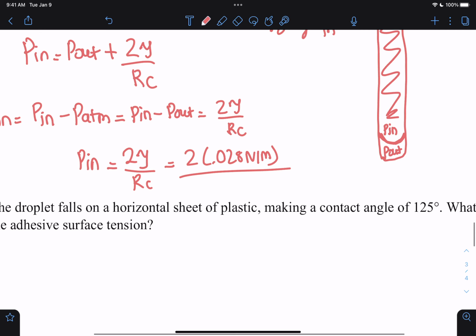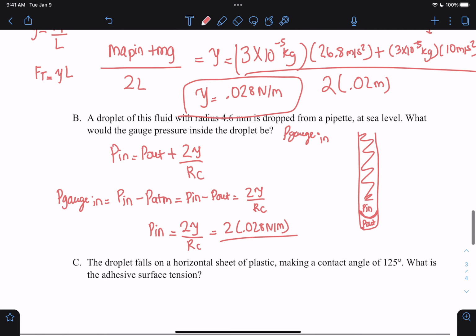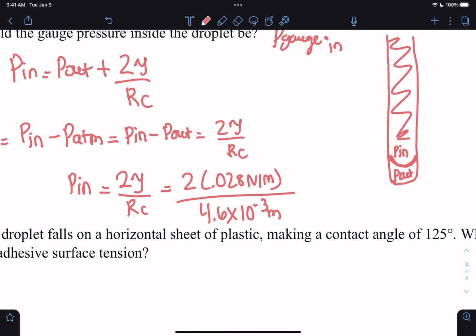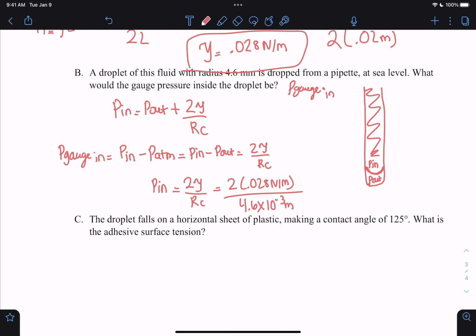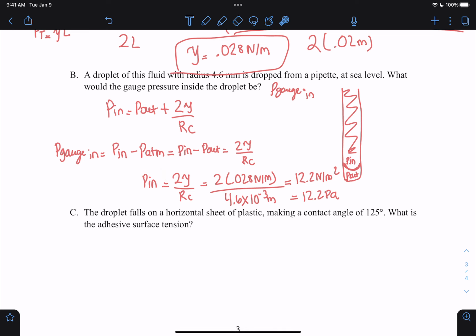Okay, so 2 times surface tension, which is 0.028 newtons per meter, divided by the radius of curvature, right? That was 4.6 times 10 to the negative 3 meters, which is 4.6 millimeters. And then that gives us 12.2 newtons per meter squared, and that's the same as 12.2 pascals for our gauge pressure P in there. That would directly give us the gauge pressure.